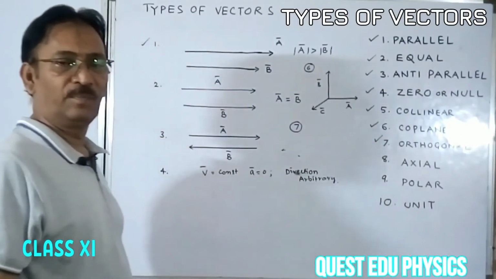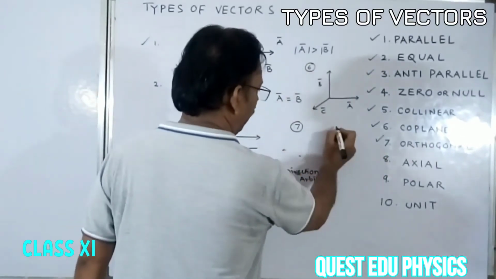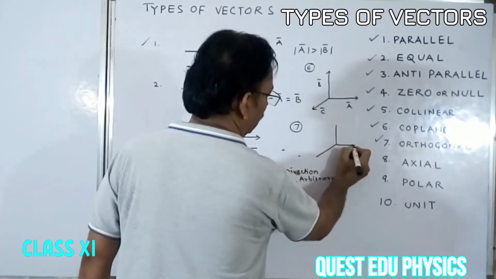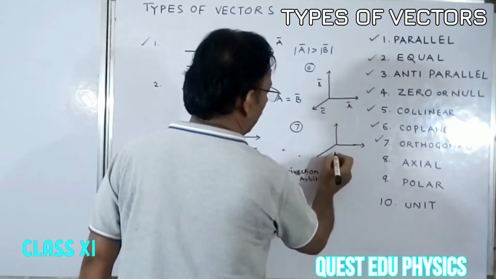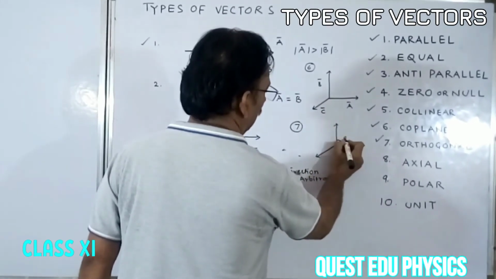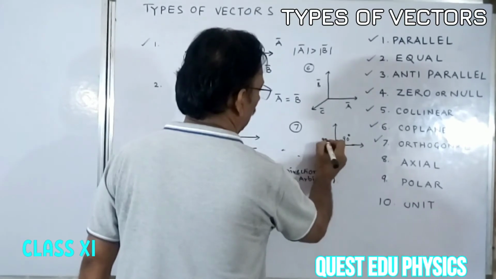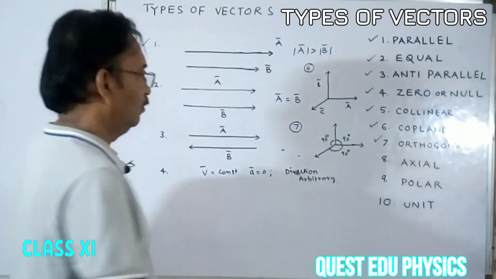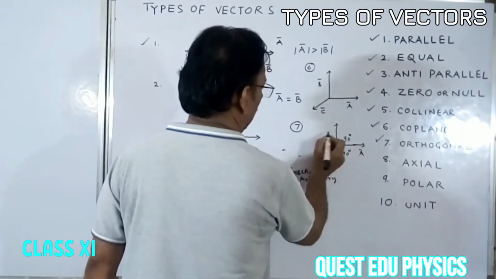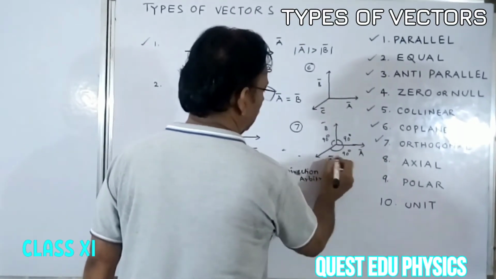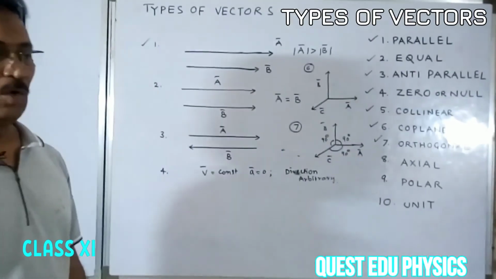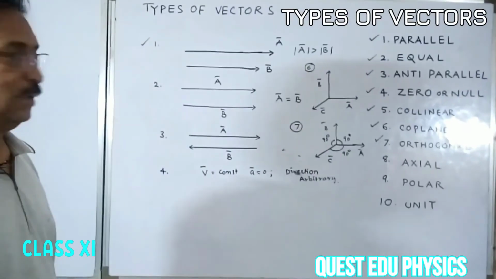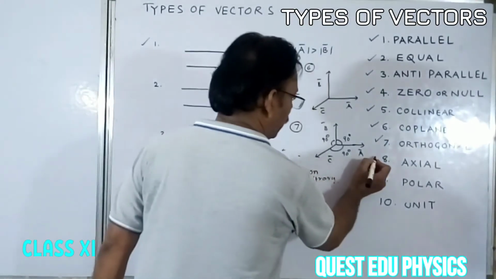orthogonal vectors. If two vectors or three vectors are perpendicular to each other, it is an extension of that. If the angle between them is 90 degrees, we call them orthogonal. I hope you understood. If the angle between the three vectors, let's say A, B, and C, is 90 degrees, then we call those vectors what? Orthogonal.